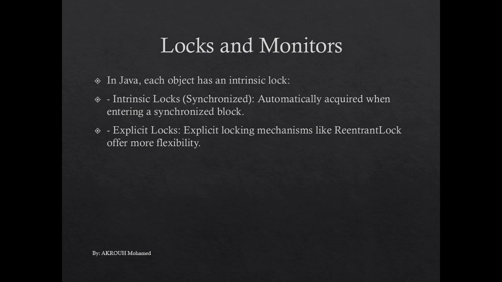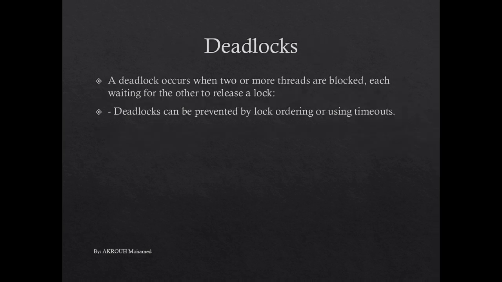However, synchronization can lead to a serious issue called deadlocks. A deadlock occurs when two or more threads are blocked forever, each waiting for the other to release a lock. For instance, if thread A holds lock 1 and waits for lock 2, while thread B holds lock 2 and waits for lock 1, both threads will be stuck indefinitely.